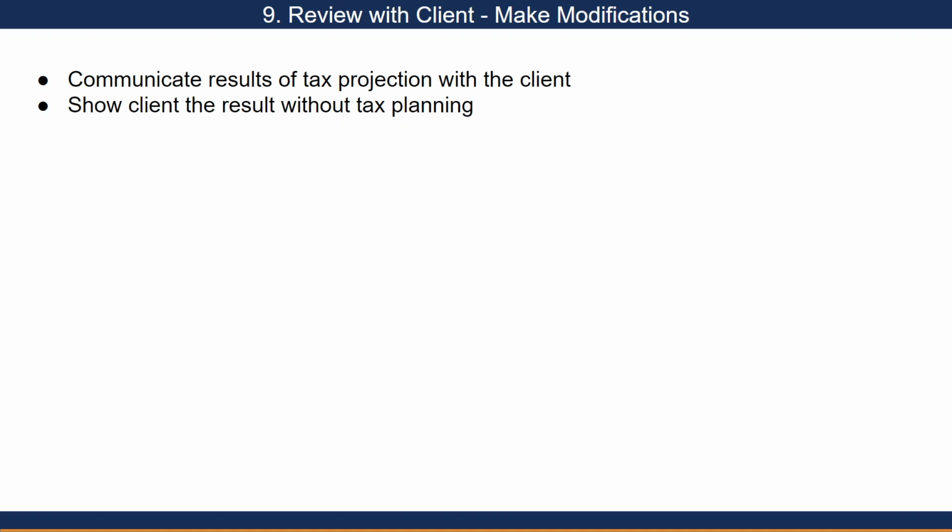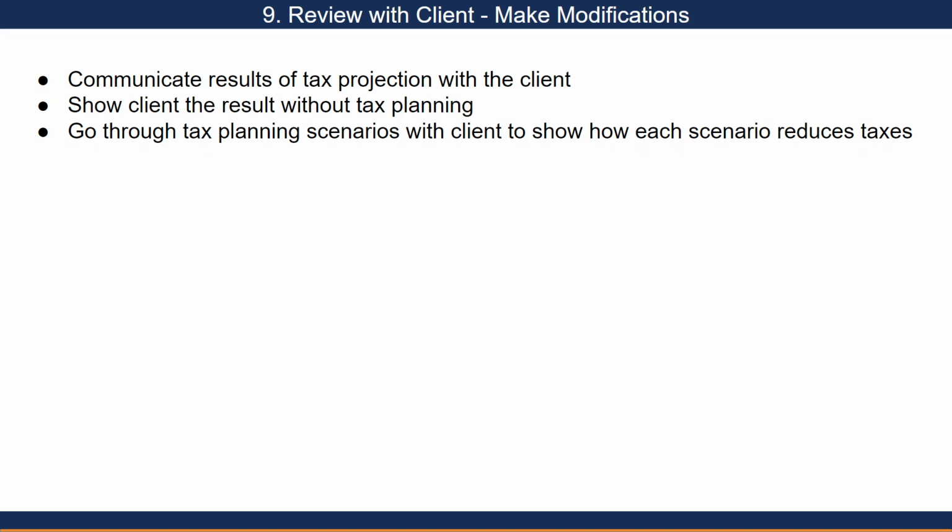And then we review with the client and make modifications. So we want to communicate the results of the tax projection with the client. In doing that, we want to show the client the result without tax planning and say, hey, based on the numbers, this is what it looks like. And then we go through the tax planning scenarios with the client and show how each scenario reduces taxes. So you can say, hey, if you had a home office deduction, this is what it looks like. If you hire your children and you're able to pay them this amount of money, this is what it looks like. You can go through all those scenarios that we just walked through and show them what it looks like to implement those things.